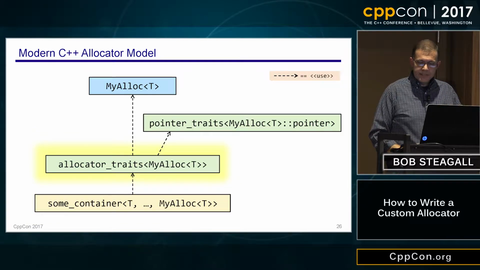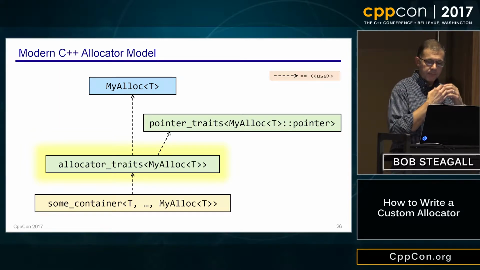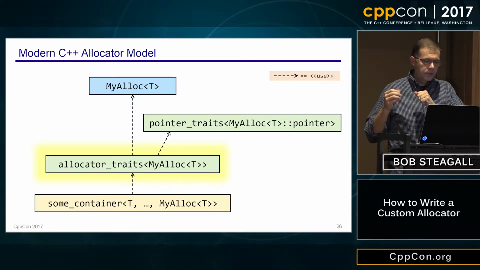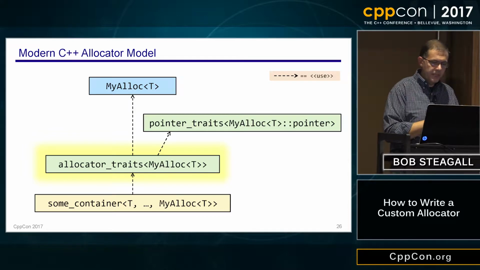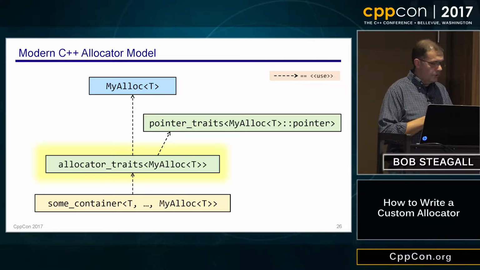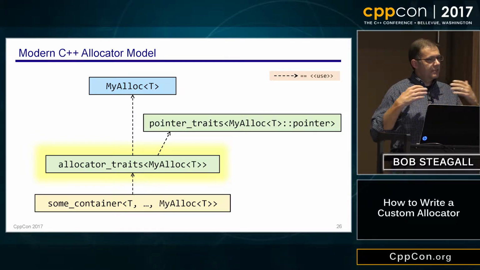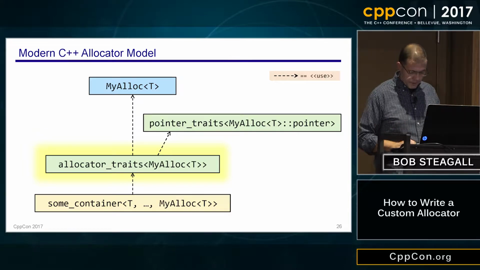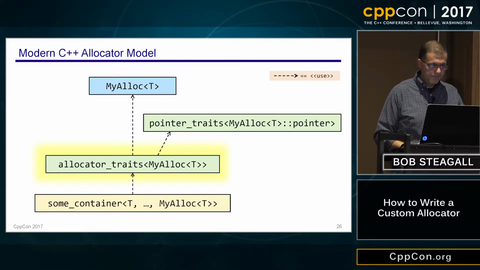Now, the allocator traits template builds a picture of the storage services that are provided by the allocator itself, and it also uses services of the pointer traits to transform information that it gets from the allocator into other pieces of information that it finds useful. It presents this picture to the standard containers through its public interface, and we'll see what that public interface is in a couple of minutes.